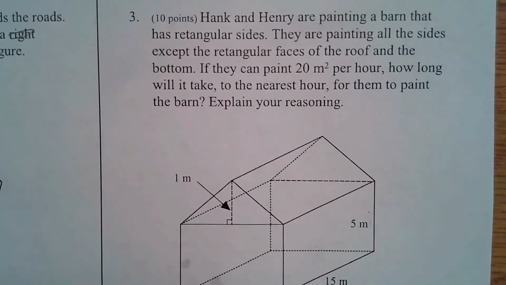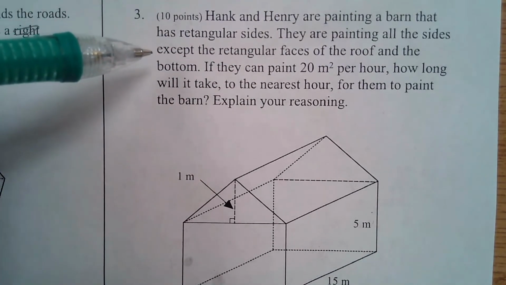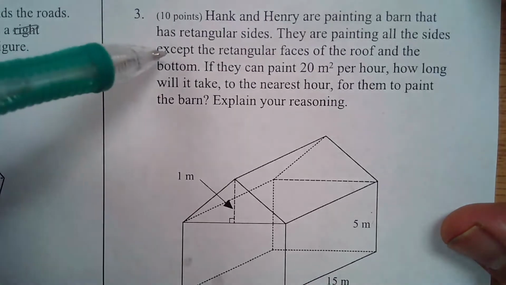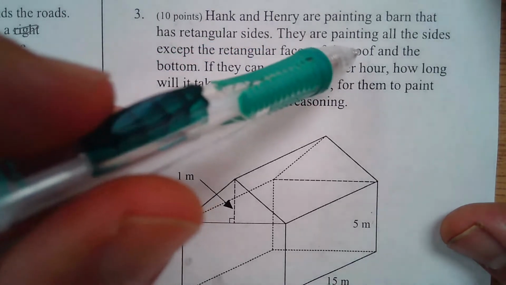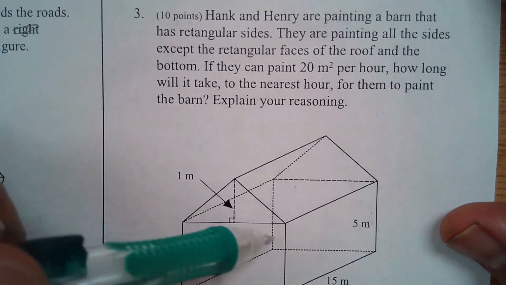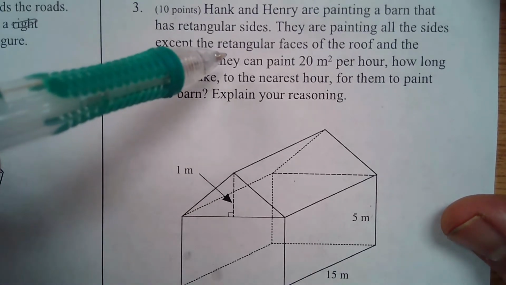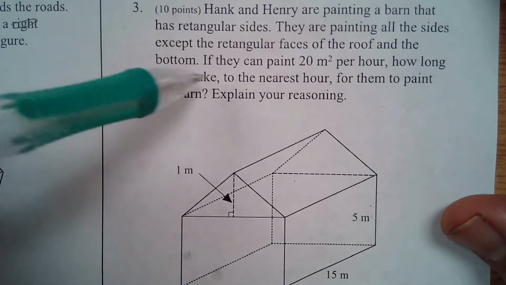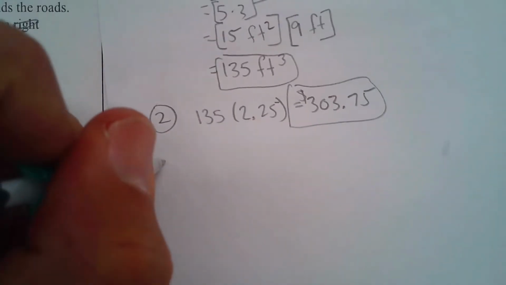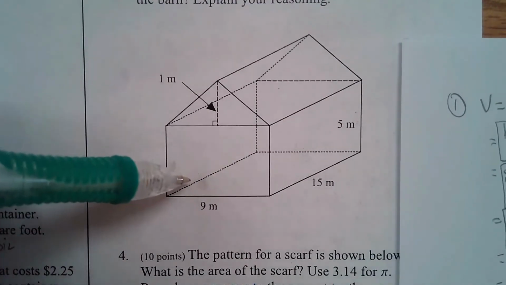Number 3, Hank and Henry. There's Hank again. They're painting a barn that has rectangular sides, and they're painting all the sides except for the rectangular faces of the roof. So they are painting this triangular part there. If they paint 20 square meters per hour, how long will it take to the nearest hour? We need to find the surface area first. For number 3, we don't need the bottom.